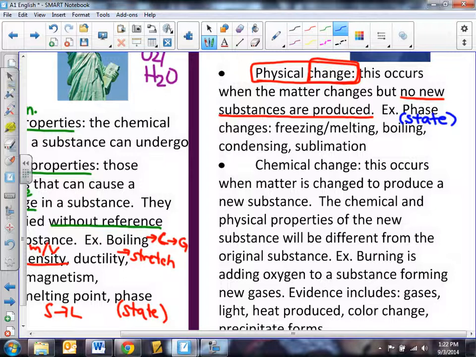So for example, freezing and melting, boiling, condensing, sublimation. Now I mentioned melting and boiling on the previous side of the page. Condensing is when you go from gas to liquid. And sublimation is when you go between solid and gas in either direction, but you jump completely over liquid. There's no liquid state. Does anyone have any questions about words that you use to describe a change of state?